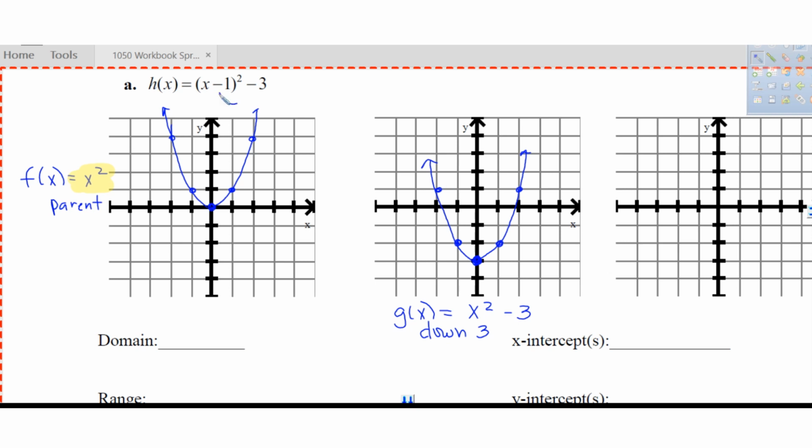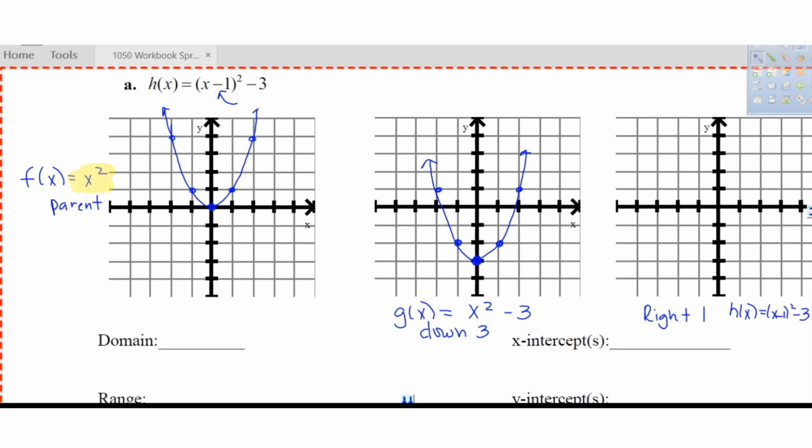Okay, then the next one is right here. Everybody talk to me about that -1. What does it do? It's right. Yep, it's the opposite of what you think. So it's right 1. The final graph is supposed to be called h of x. So it's h of x is equal to x minus 1 to the second minus 3.